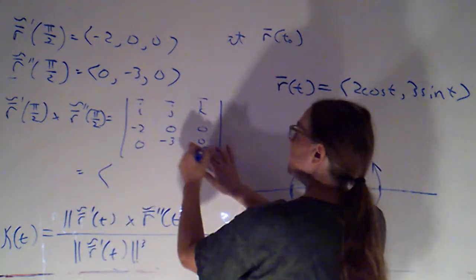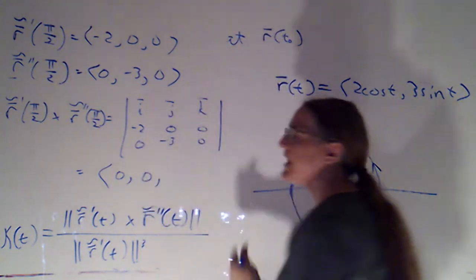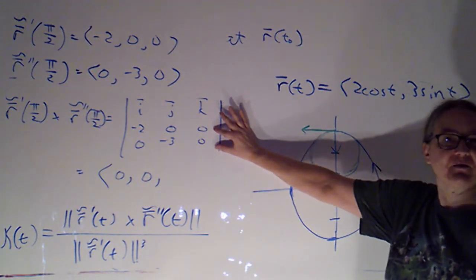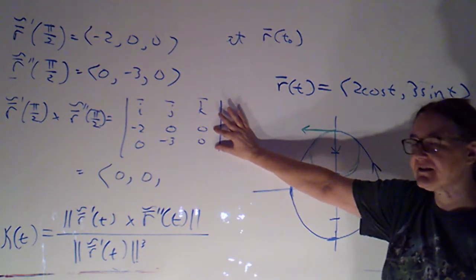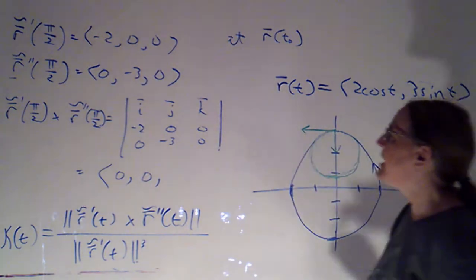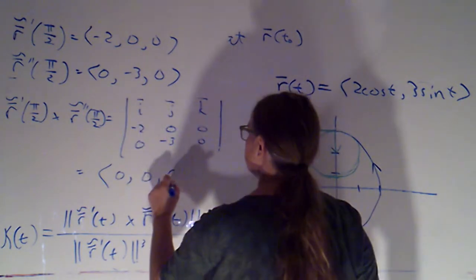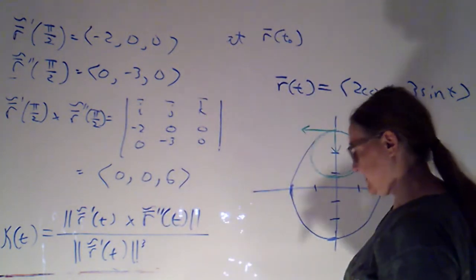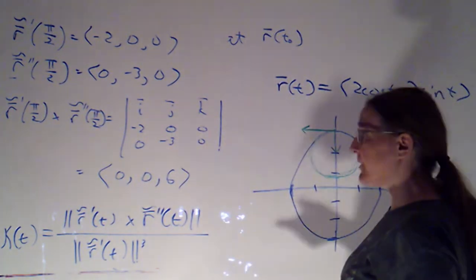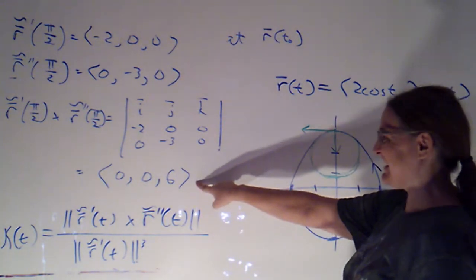The i's are going to be 0 minus 0, which is 0. The j's, 0 minus 0 is 0. And I knew I was going to get that because both of these vectors were in the xy plane. Their cross product, if it's not 0, has to be parallel to k. So for the k's, I get 6 minus 0, which is 6. Excellent. So now I can see pretty much by inspection, the magnitude of that is 6.